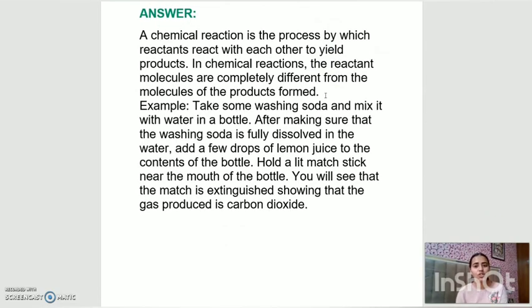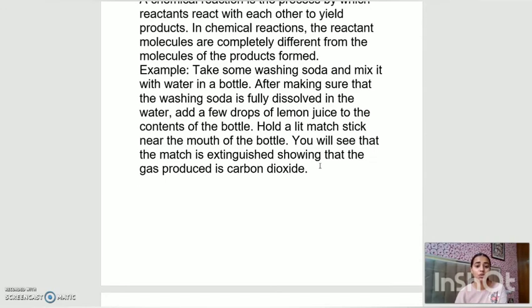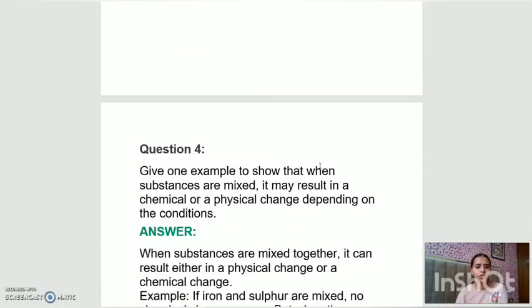So in a chemical reaction, the molecules of the reactants are completely different from the molecules of the products formed. So you can take the example of taking some washing soda and mixing it with water in a bottle, right? After making sure that the washing soda is fully dissolved in the water, add a few drops of lemon juice to the contents of the bottle. Hold a lit matchstick near the mouth of the bottle. You will see the match extinguish, showing that the gas produced is carbon dioxide. You can even perform this activity with the help of your mother and father, right? So question number 4.